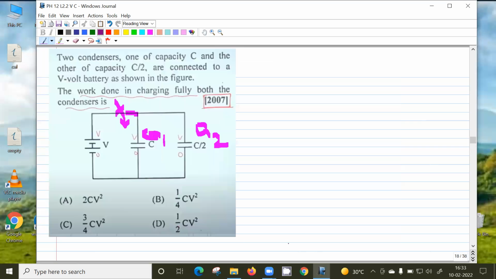There are different ways of doing this. One way is to find the equivalent capacitance. C and C by 2 in parallel add, so the equivalent capacitance is 3 by 2 C. We use the half CV square formula: half into 3 by 2 C into V square. Half of 3 by 2 C is 3 by 4. That's how you did it?